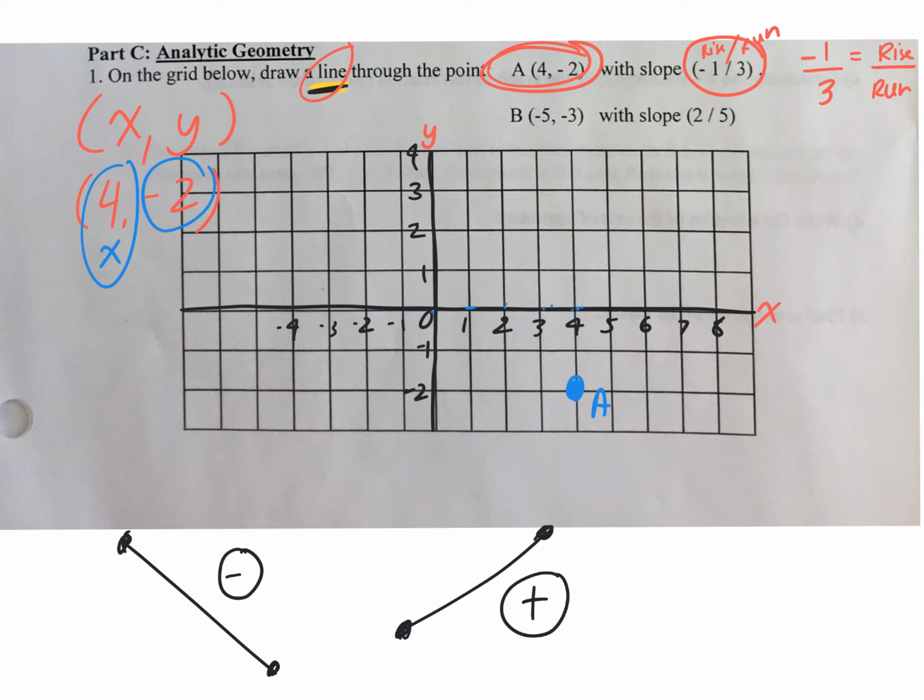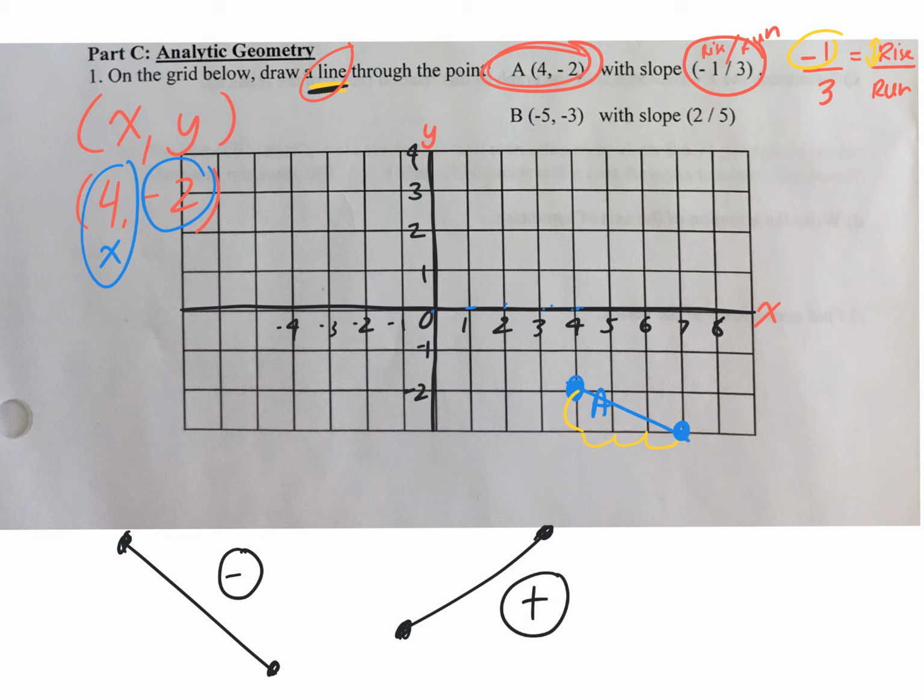It's going to go up or down 1. Okay? Down 1. Rise is 1. Rise is up or down. The run is positive 3. Which direction am I going to go? Left or right? How many spaces? 1, 2, 3. There's the other point. There's my line. Oops. Use a ruler.